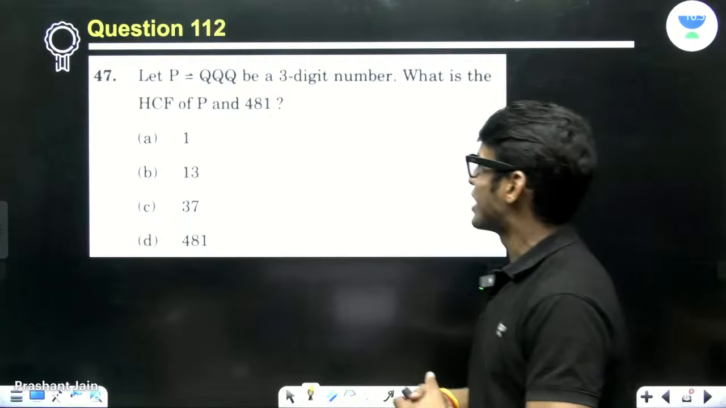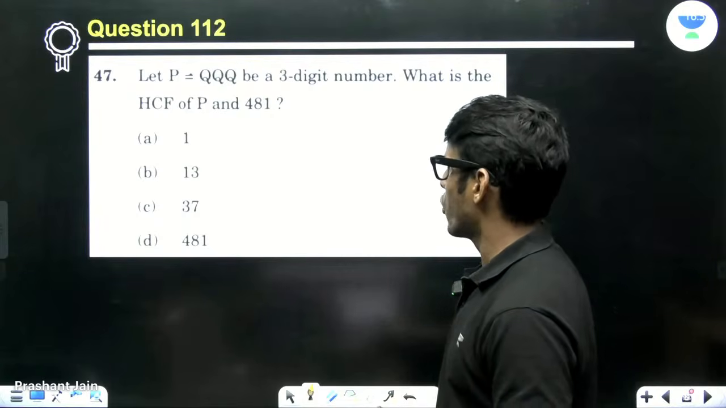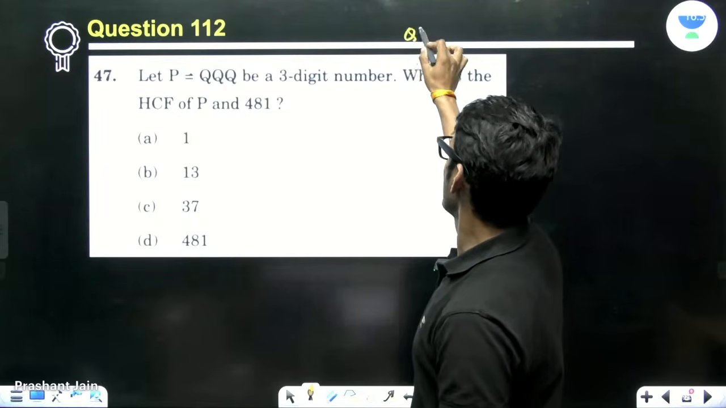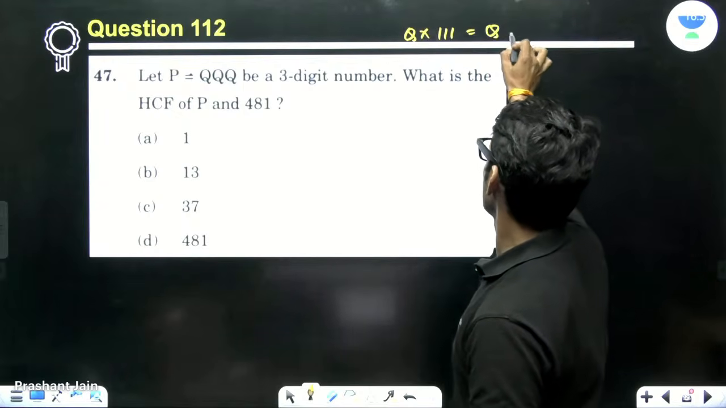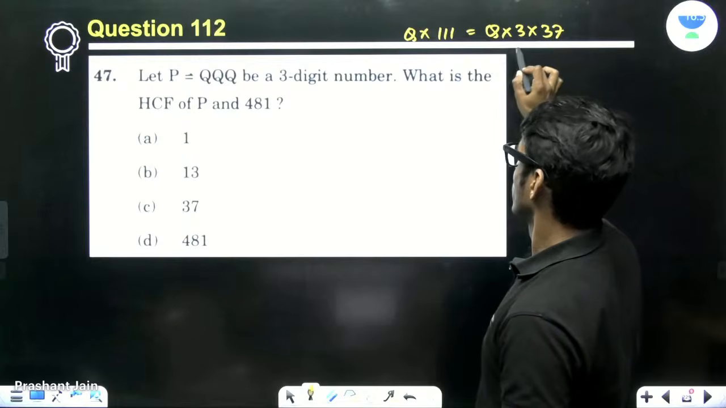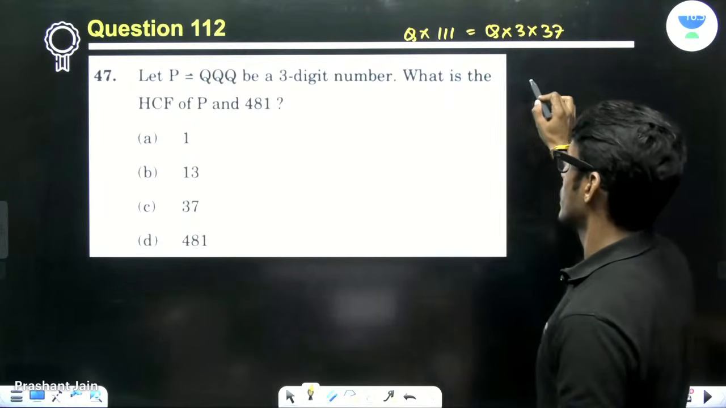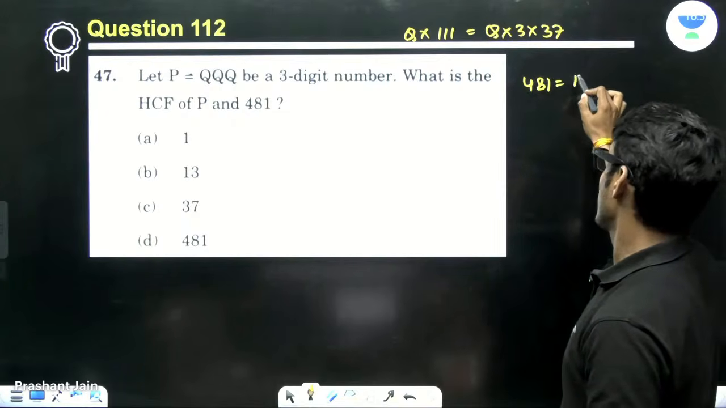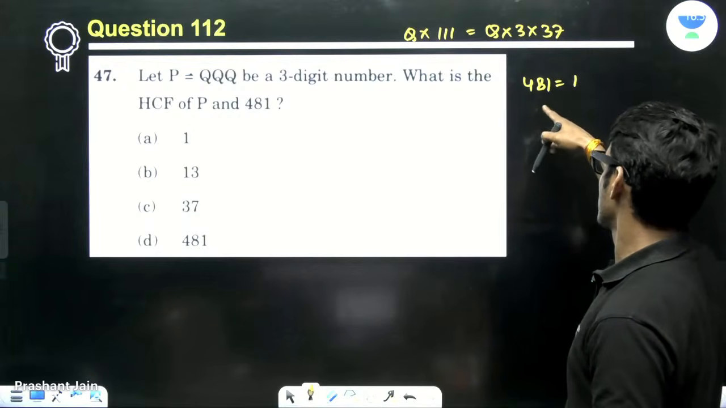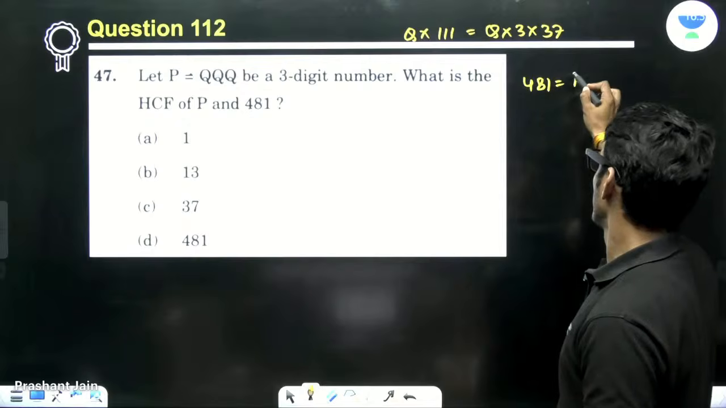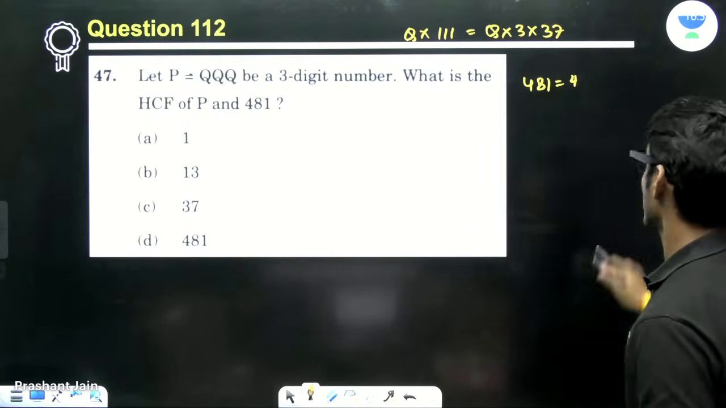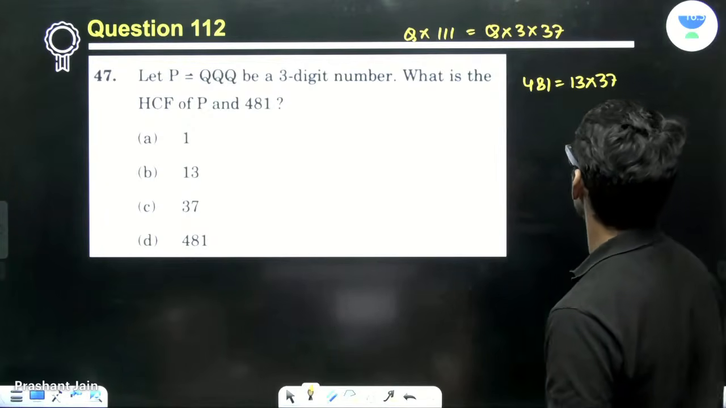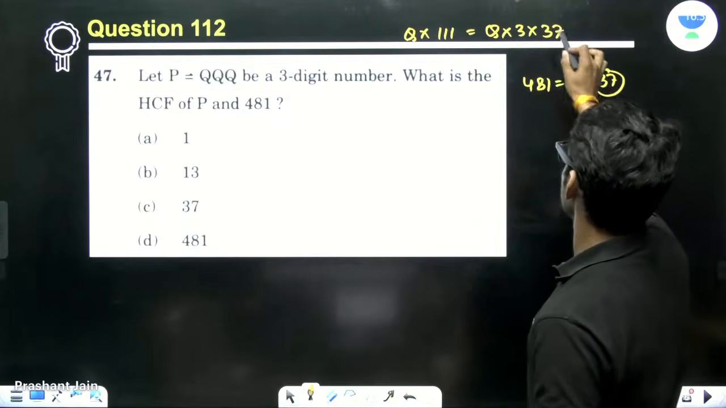Now let's do this. P, Q, Q, Q be a 3-digit number. What is the HCF of P and 481? So now Q is a 3-digit number. So this is Q into 111, Q into 3 into 37, right? It is asking HCF, right? Now what is 481? 481 is 13 into 37, right? So 37 is definitely an HCF.